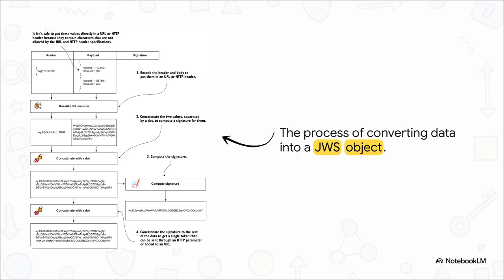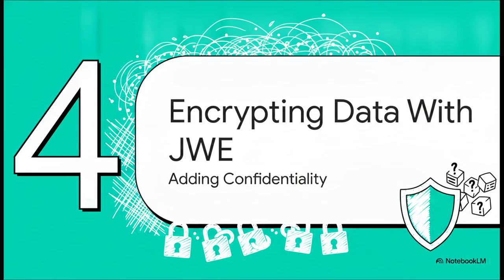Next, we compute the signature on that combined string. Base64 URL encode that signature and append it with another dot. The end result? You get the single, massive, URL-safe string with 3 parts separated by 2 dots, perfectly prepared for HTTP transit. Section 4, Encrypting Data with JWE.